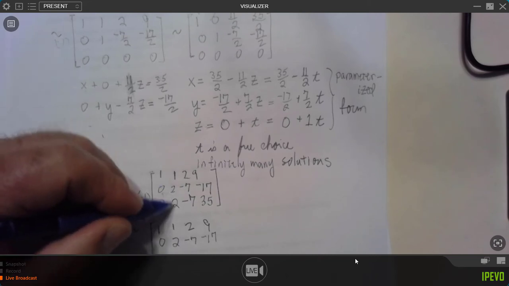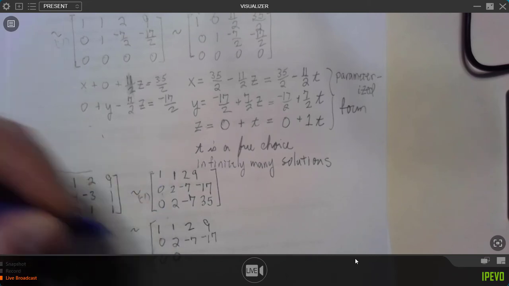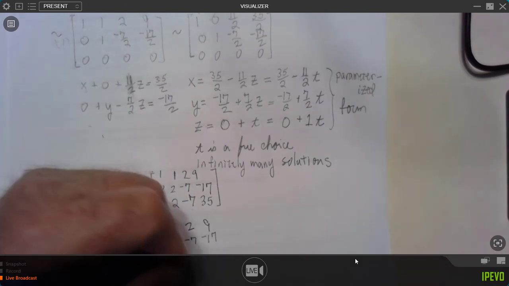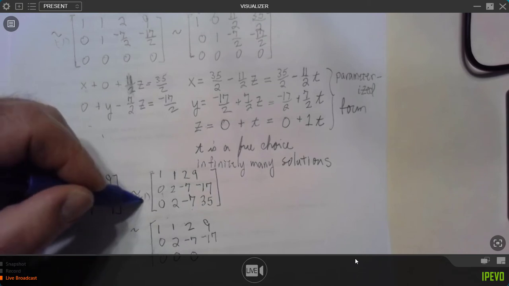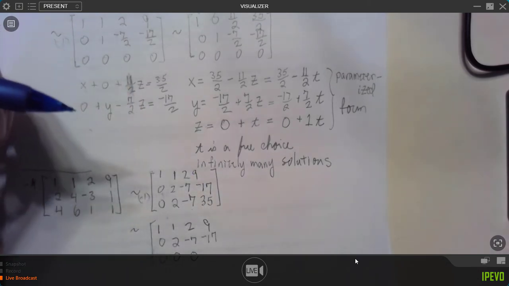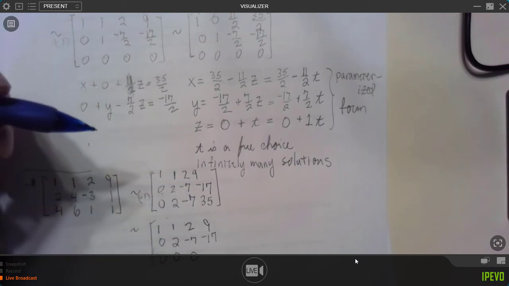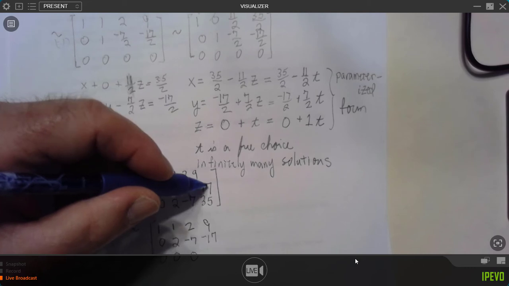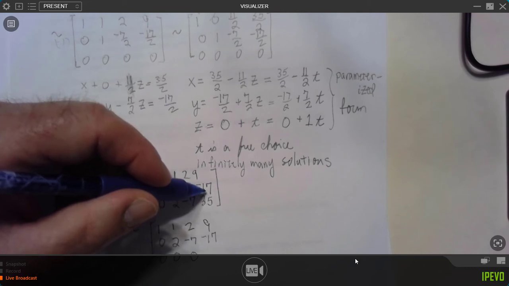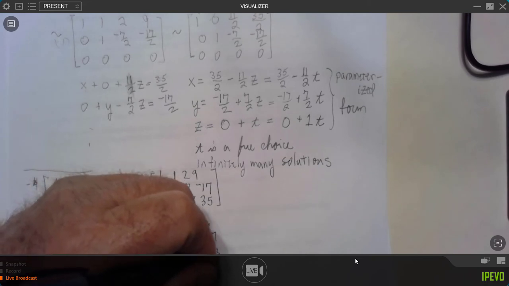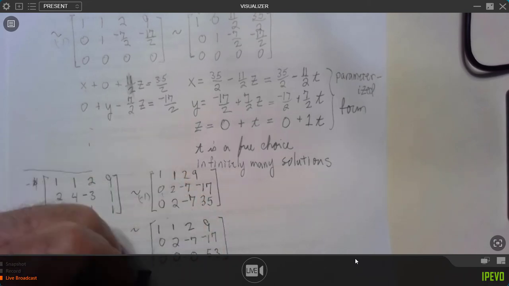Okay, so minus 2 plus 2, I'm going to get a 0 here. Then 7 minus 7, I'm going to get a 0 there. But here I get 17 plus 35. And anyway, this is not 0, right? 53 is what I'm getting here. I wonder if there's a mistake. I don't remember that number from before.